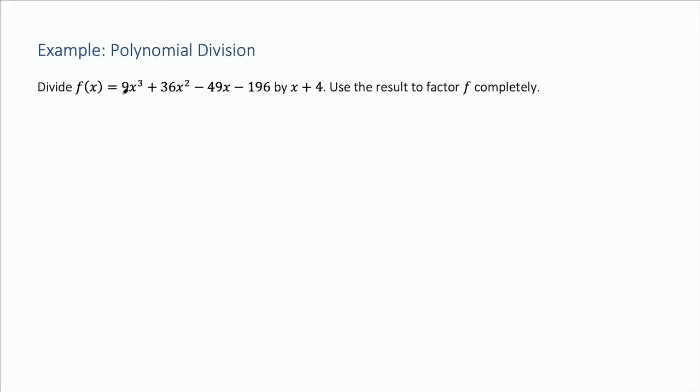We've got this function that we'd like to divide by x plus 4, and then use that result to factor this function completely. So for this polynomial here, we're going to do long division. We write our polynomial underneath, the 9x cubed plus 36x squared minus 49x minus 196. And then out here we write what we're dividing by, which is the x plus 4.